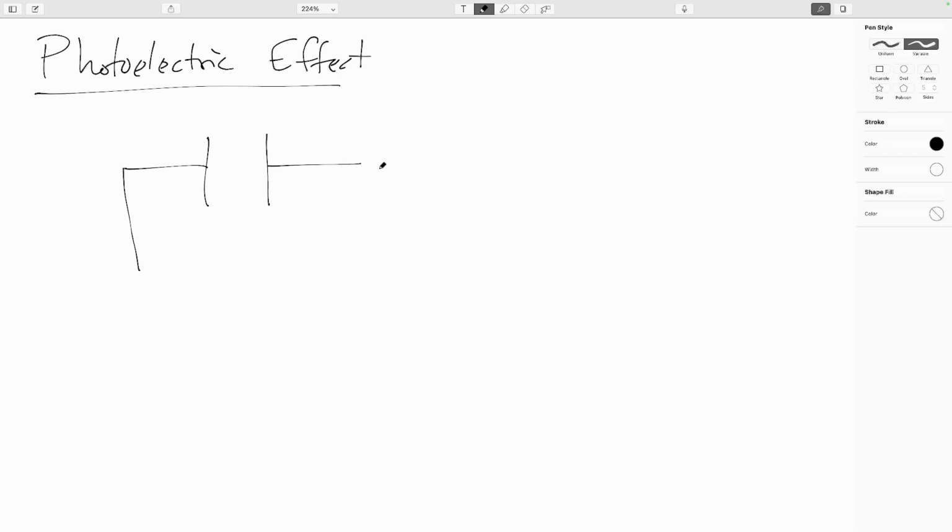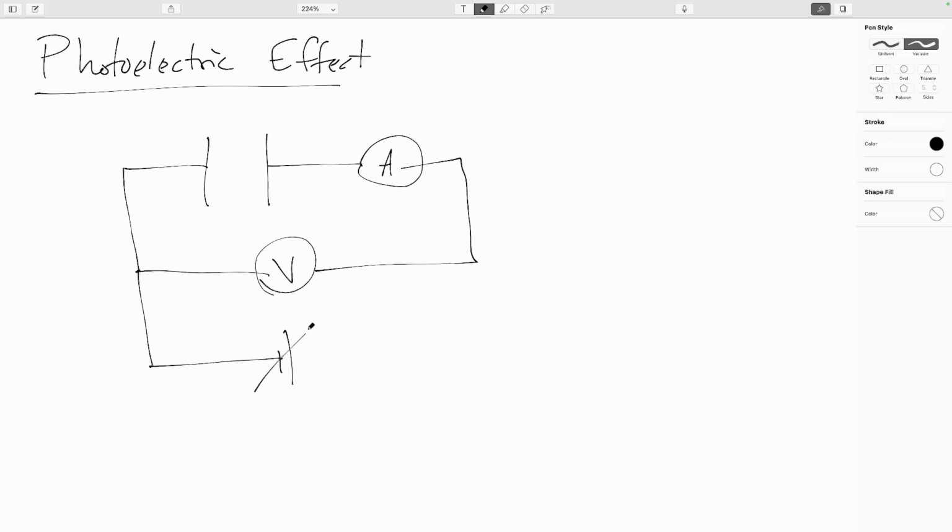And so the idea of the setup goes something like this. I go ahead and hook up some sort of adjustable DC power supply. So just imagine a battery that can somehow change the voltage. And I turn the knob. And while I'm doing this, I also shine light on one of the plates. We'll call this the emitter. And this plate is the collector.